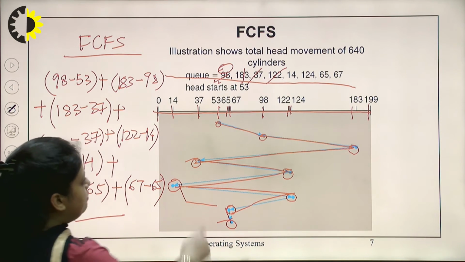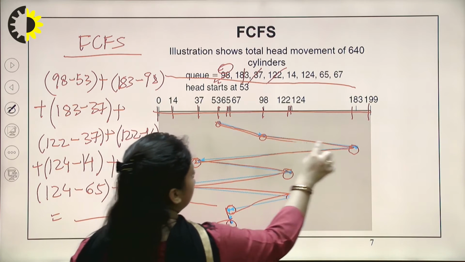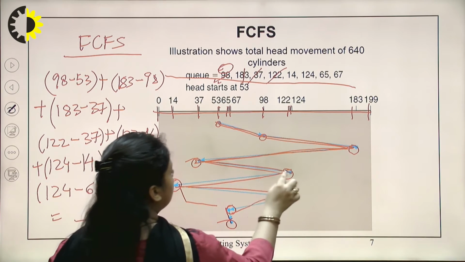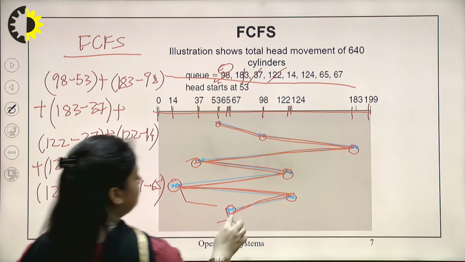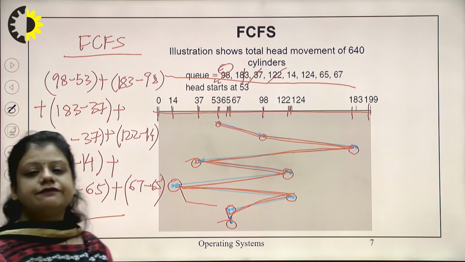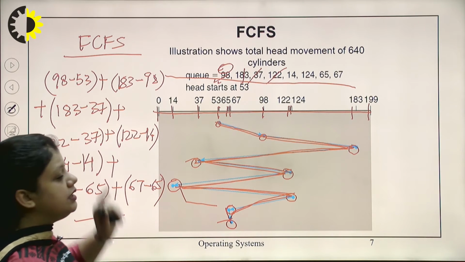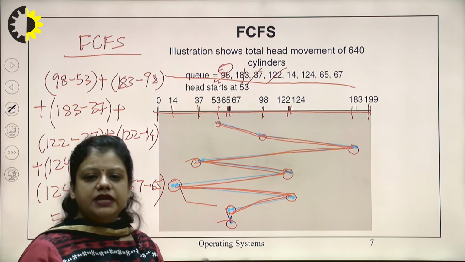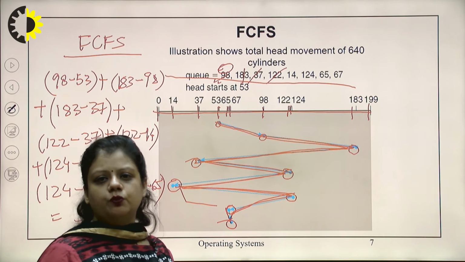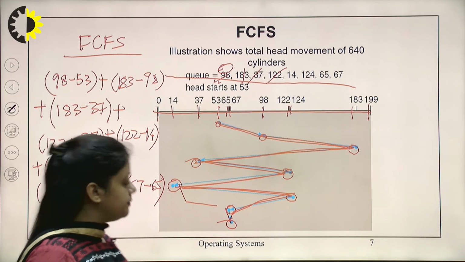So what is the total head movement? This distance followed by all these, sum of all these distances that is covered. This is FCFS disk scheduling. So here we are calculating the total head movement. So the minimum total head movement is the optimal solution.